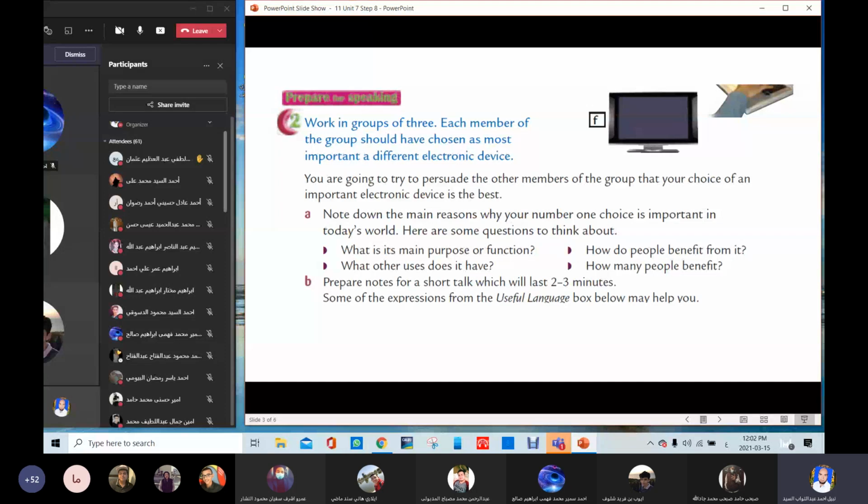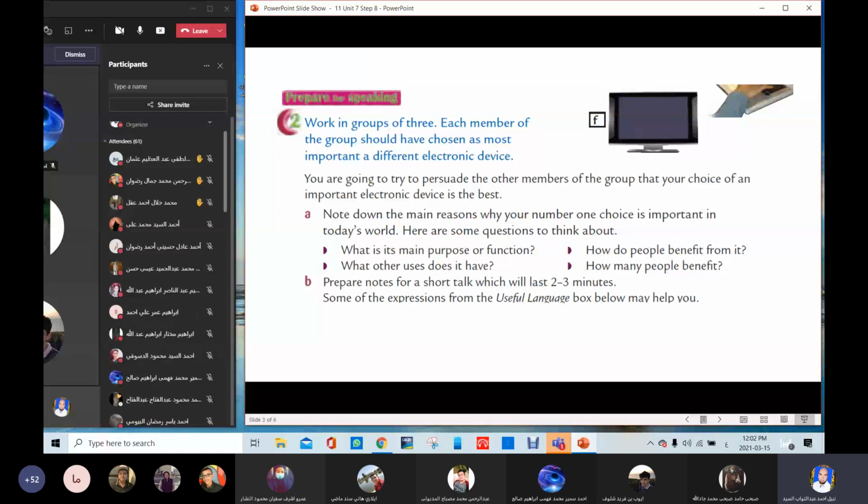as a camera. It can rearrange or work as an agenda or remind you of important dates, so it can work as a reminder. What else? So what is the main purpose or the function of your number one choice? And what other use does it have? Of course, the mobile phone has other uses. You can use it as a camera, as a clock, an alarm clock, as a calendar, as a reminder, as a website or browser. You can surf the internet. So it has other applications.